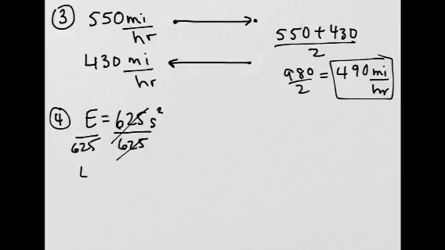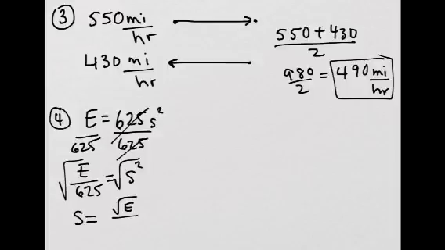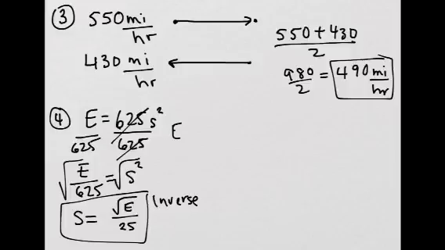Okay, and so now we have E over 625 equals S squared. Well, we want S by itself, so we're going to take the square root of both sides. So now we have S equals square root of E over 625 is a perfect square. Its square root is 25. Okay, so this is the inverse of this. Okay, so these two are inverses of each other.